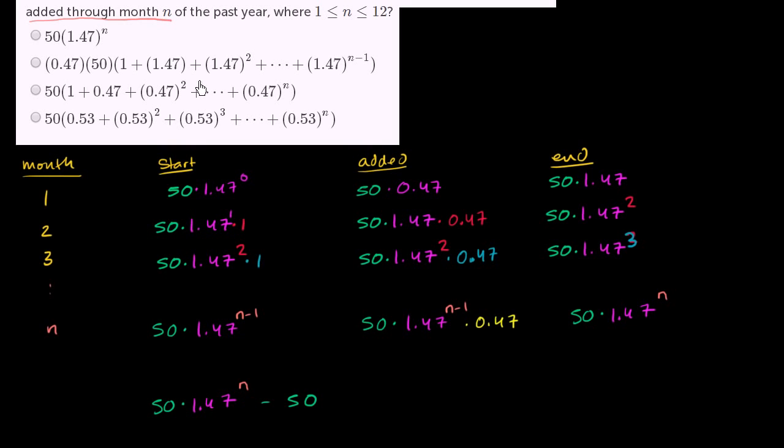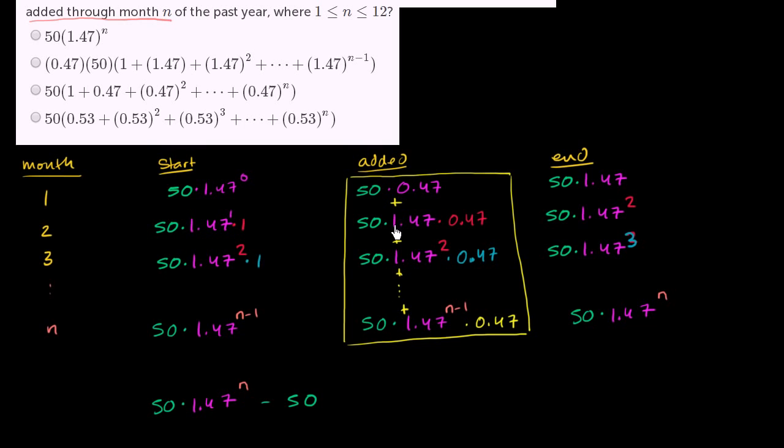So what's another way of thinking about it? Well, we could literally just add how many new users we added month by month. So we literally could just add all of these things right over here. But let me simplify it a little bit.